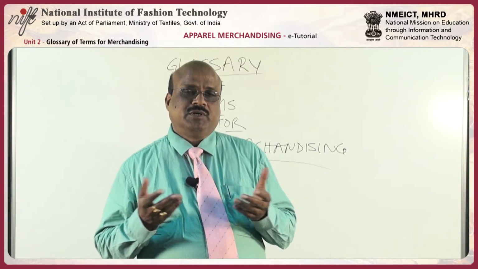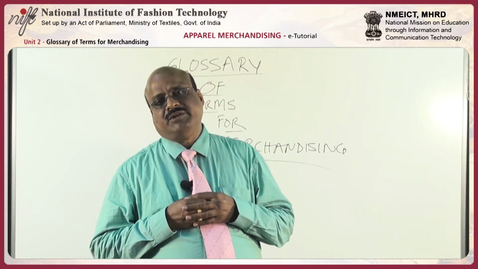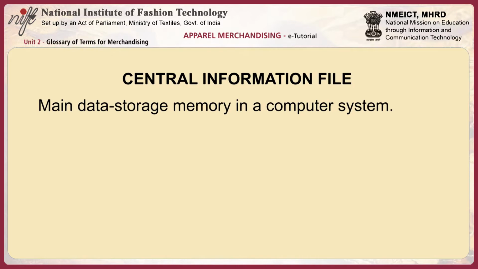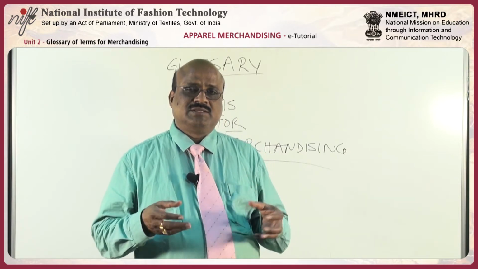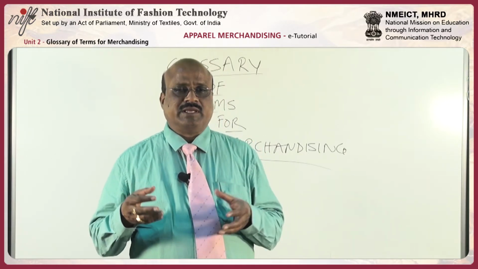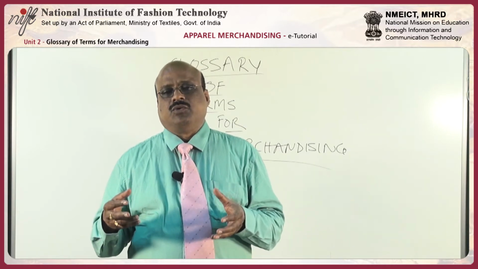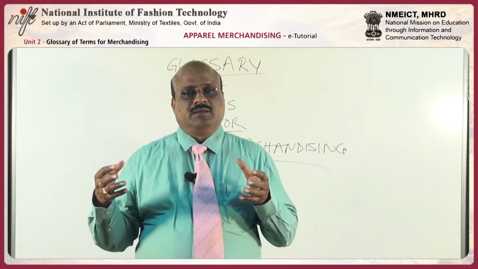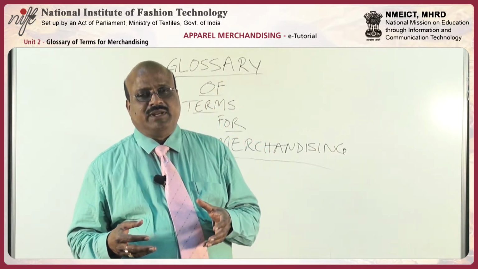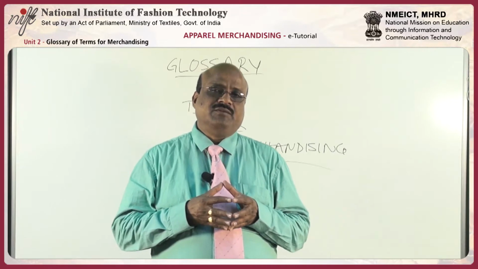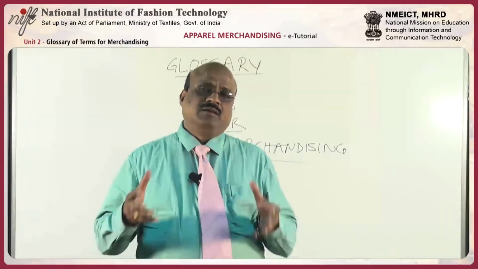Another important term is central information file. Central information file is nothing but the main data storage memory in a computer system. All the data pertaining to the store, whether it is sales, purchases, returns, everything is stored in the main data memory, and that is called the central information file. In the central information file we have the master data of the store.